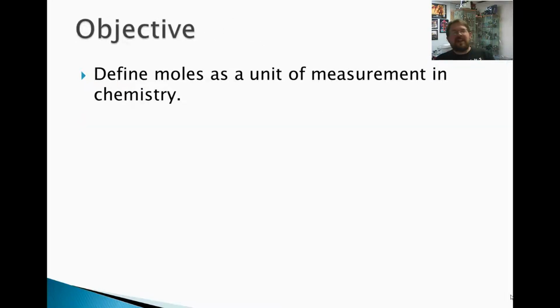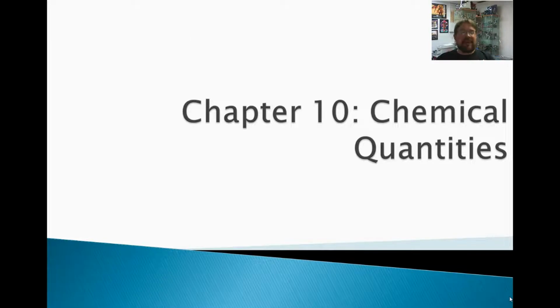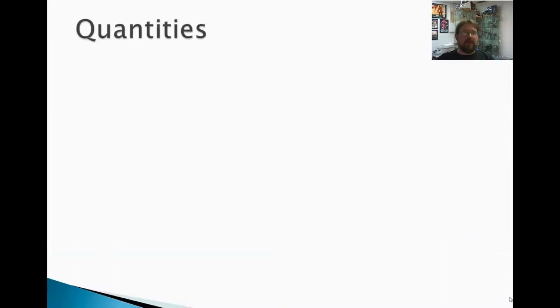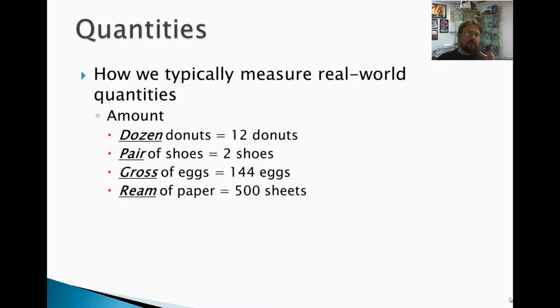So our objective today is we're going to define moles as a unit of measurement in chemistry. And if you remember, back when we talked about metric units, I said that amount was measured in moles in the metric system. We're going to talk about that today and introduce what that really means. So we're starting Chapter 10, Chemical Quantities. So let's talk about quantities for a second.